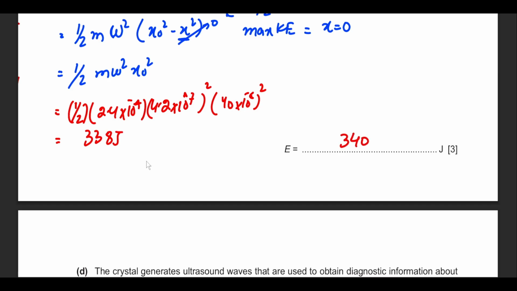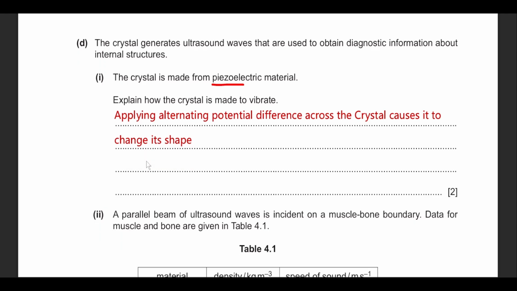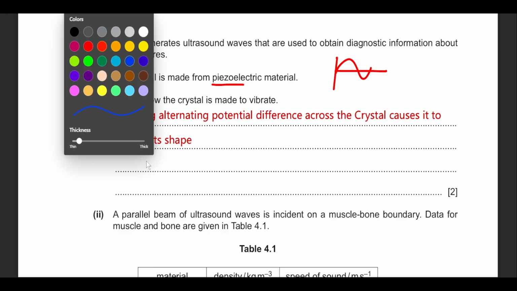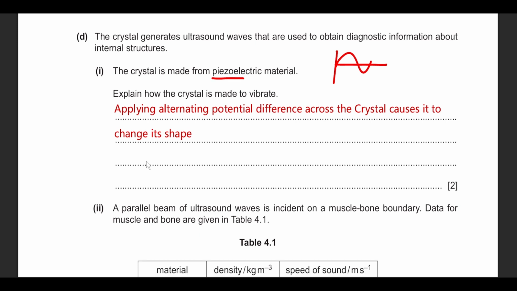Part D, he says the crystal generates an ultrasound wave that is used to obtain diagnostic information. He says the crystal is made from piezoelectric material. He says explain how the crystal is made to vibrate. We do this by applying an AC current to it, or AC voltage to its faces, and based on that alternating voltage, it changes its shape. So we simply state what's actually going to happen. So applying an alternating potential difference across the crystal causes it to change its shape, or causes it to distort.